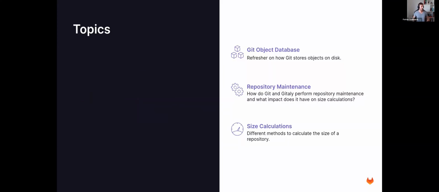So topics that I want to talk about right now, there's basically three different things. The first one is the low-level Git object database, how Git actually stores data on disk. The second one is repository maintenance, so how both Git and Gitaly perform repository maintenance and what impact it does have on the size calculations. And the final one is the size calculations itself, so which methods you have available to calculate the size of a repository.